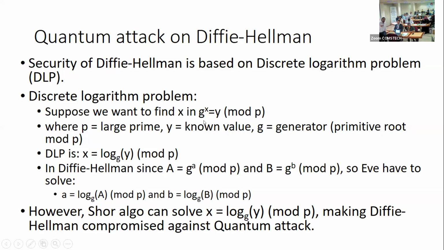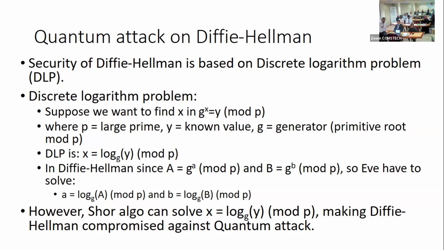Y is a value which is known, but I want to get the value of X in this equation. So if I take the log, then I end up getting this problem: X equals log to base G of Y, mod P. And this problem is called the discrete log problem. If I can do this, then since Eve has capital A and capital B, with this problem Eve can get this X, which is small a, or Eve can get small b. So this is called the discrete log problem.